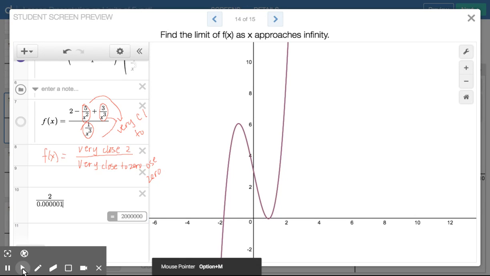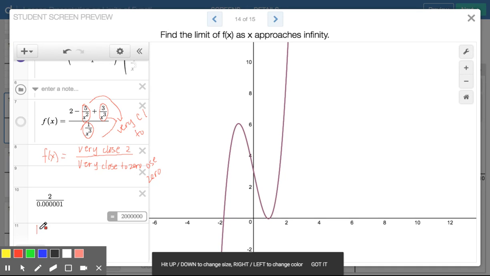So I can write that down here. The limit of f of x as x approaches infinity is infinity.